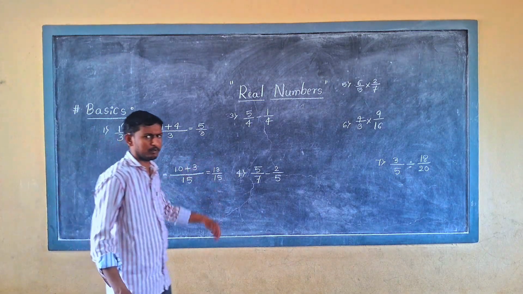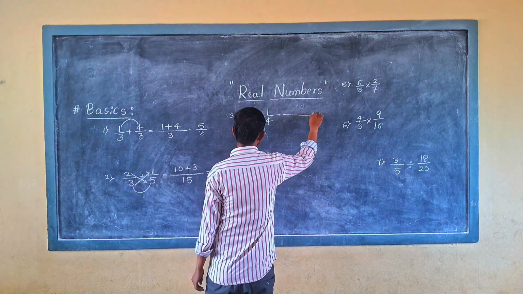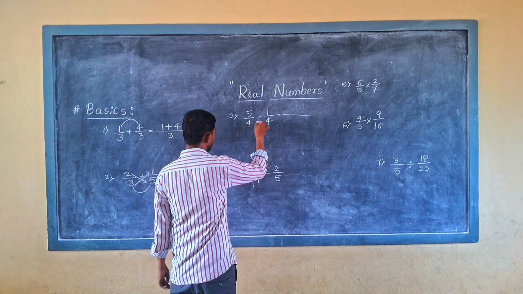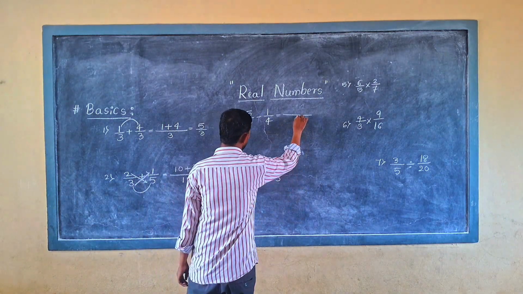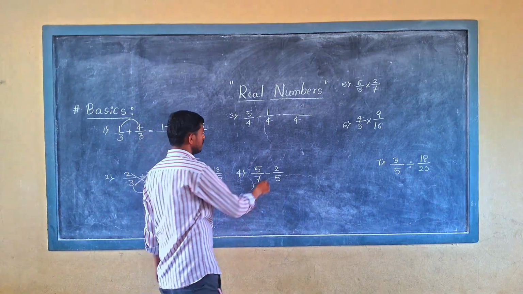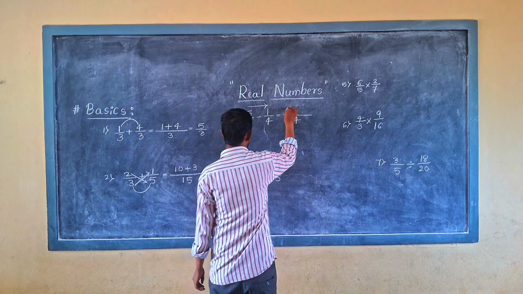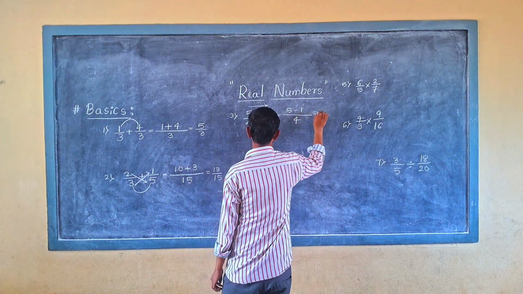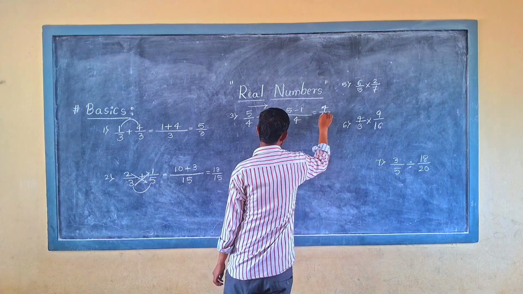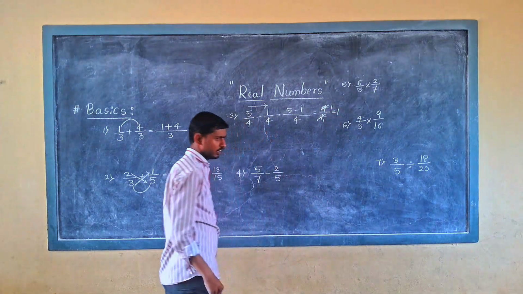And subtraction problems in fractions, we put is equal to after a dash. Here is a 4, here is 4, the denominators are the same, that's why the LCM is the same. If the LCM is the same, do the subtraction in a straight way. 5 minus 1 is equal to 4 upon 4, 4 ones are 4, the answer is 1.